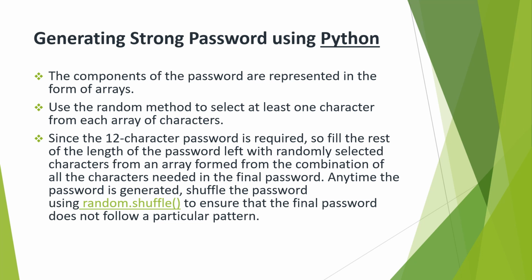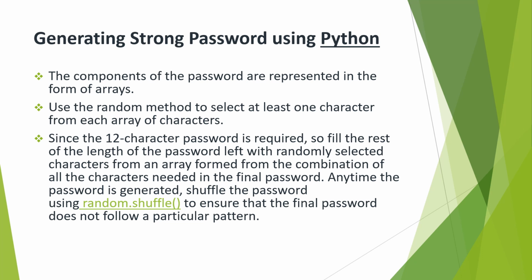We are going to use the random method to select at least one character from each array of characters. An array means a bulk group of characters, and from that we take one at random. For example, from an array of lowercase letters we take one. A 12 character password is required, so fill the rest of the length of the password with randomly selected characters from an array formed from the combination of all the characters needed in the final password.